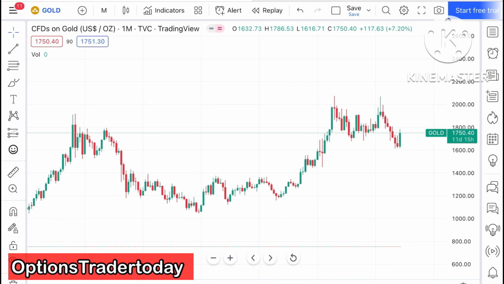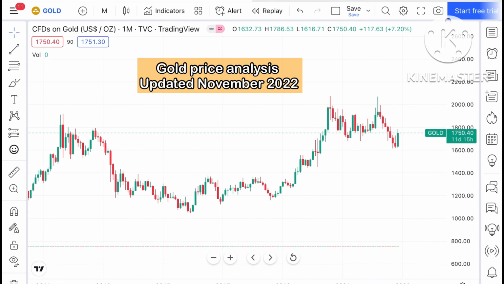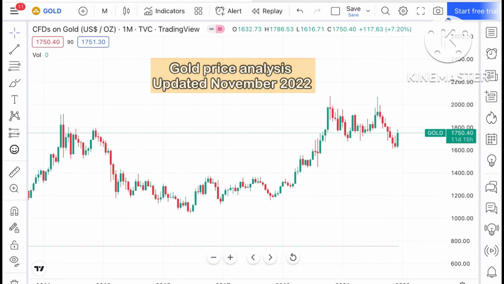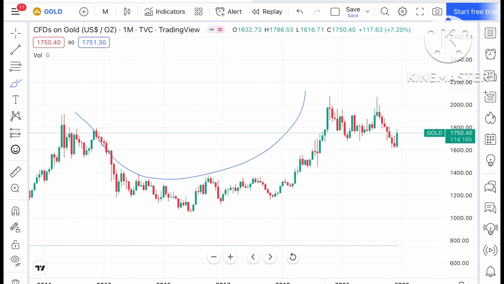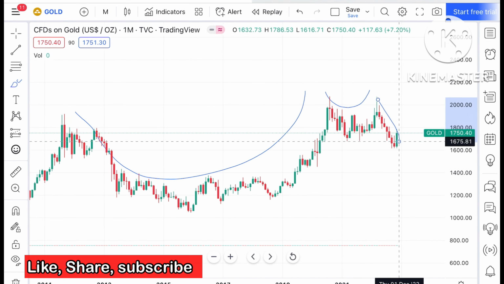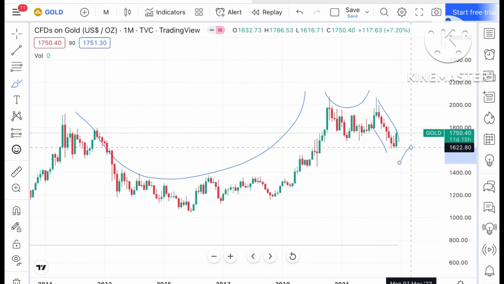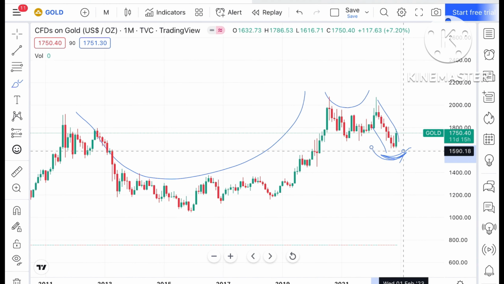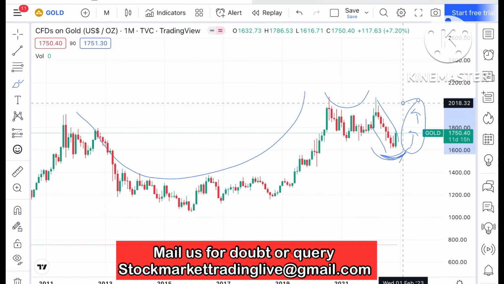So today in this video I'll explain how the gold price has moved in the month of November and how it will move in the next 2 weeks of November. If you look at the chart of gold, after making this particular trend twice, we have seen a sharp fall. It took support at around 1613, made a swing at this level, and from there it is on the upside for this particular month.